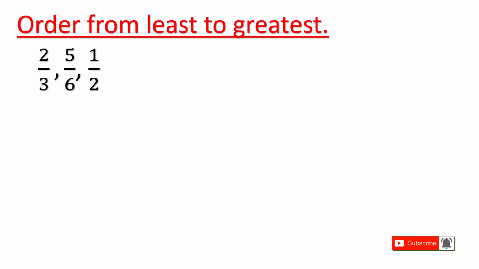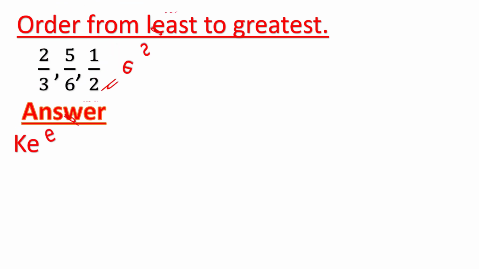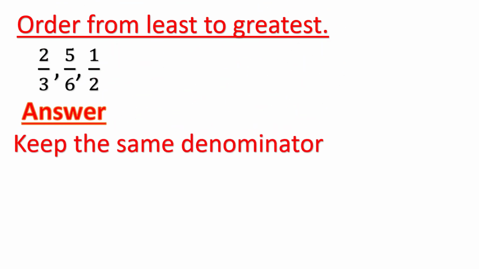Order from least to greatest. If we have a set of fractions like 2 over 3, 5 over 6, 1 over 2, how can we compare or how can we order the fractions from least to greatest? Least means the smallest, greatest means the largest one. So we have to keep the same denominator here. Here we have the denominators 3, 6, 2. We can make 3, 6 and we can make 2, 6. So how can we make 3, 6?